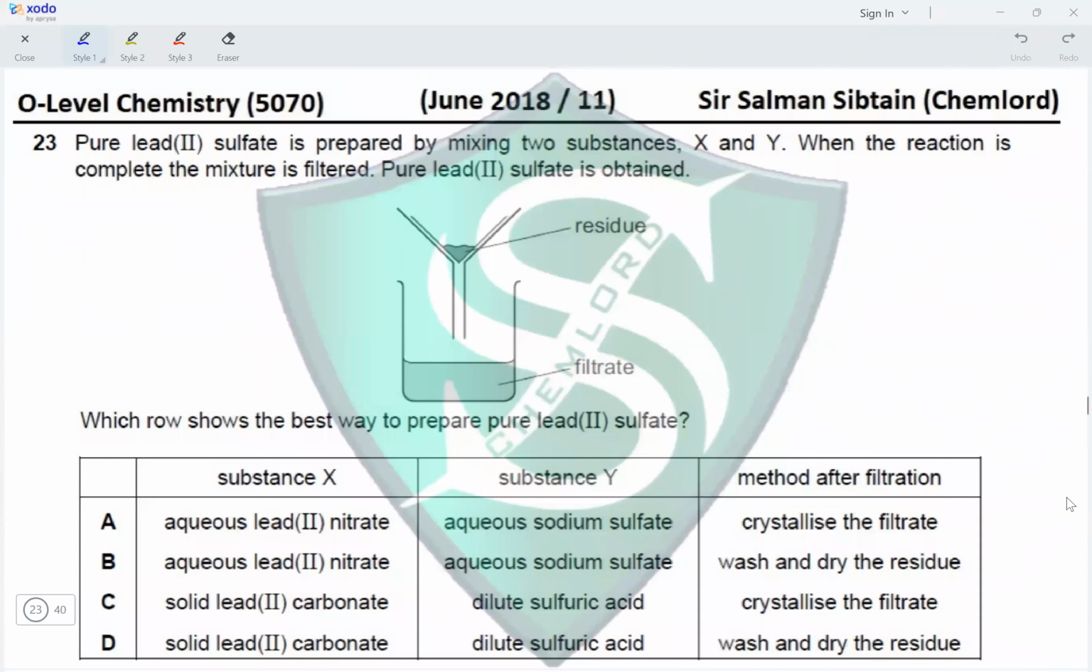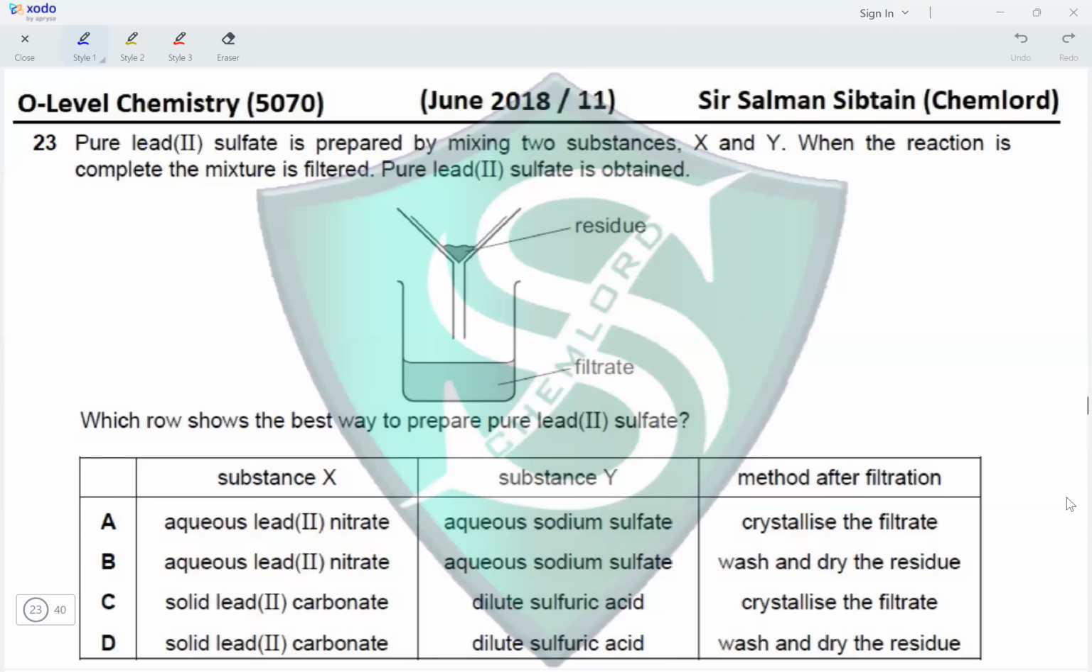Question 23. Pure lead II sulfate is prepared by mixing two substances, X and Y. When the reaction is complete, the mixture is filtered. Pure lead II sulfate is obtained as a residue. Therefore, we are going to mix two solutions that are soluble to form an insoluble salt of lead. So which row shows the best way to prepare lead II sulfate?